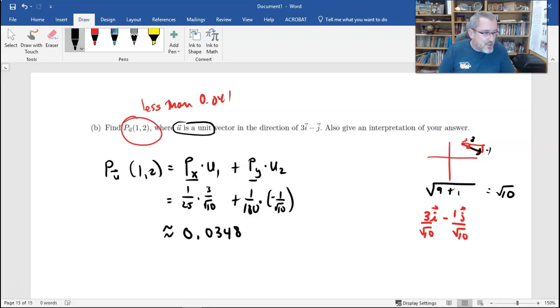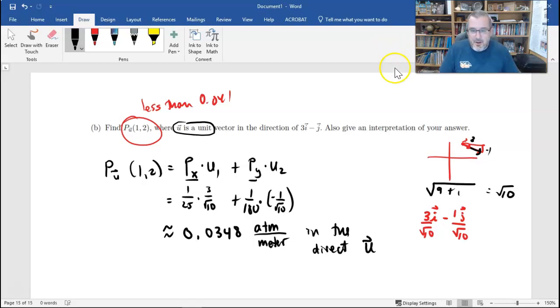0.0348. Now these were pressure units, so often we use atmospheres. So at the point (1, 2), if you went in that direction, the pressure would increase by 0.0348 atmospheres per meter in the direction of that unit vector u.